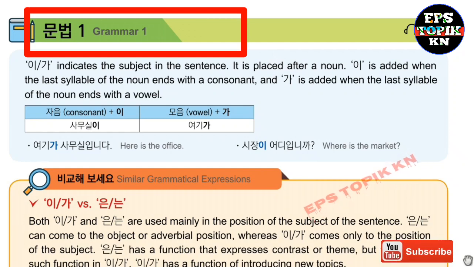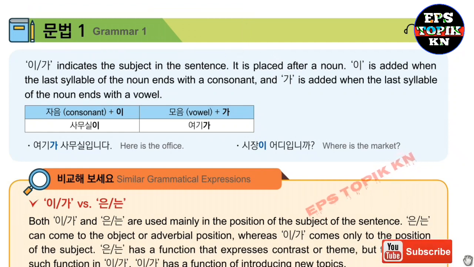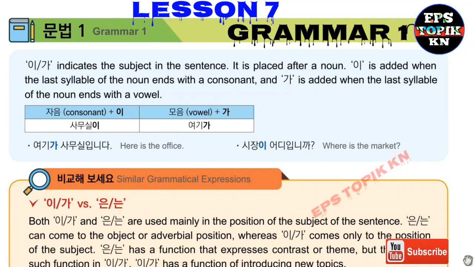Lesson 7, Grammar 1. When there is a subject in a Korean sentence, we use a marker to show what it is. Remember, the subject and object order isn't always the same, so we need something to understand this is the subject of the sentence. In Korean, there are two subject markers, 이 and 가, and they mean exactly the same thing.